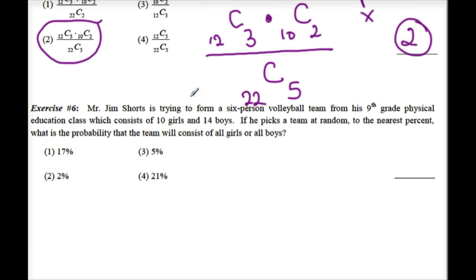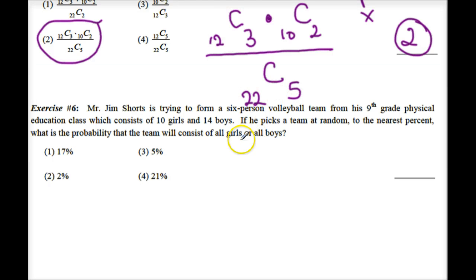Now the last example before we go to the practice problem. Mr. Jim Shorts is trying to form a 6-person volleyball team for his 9th grade physical education class, which consists of 10 girls and 14 boys. If he picks a team at random, to the nearest percent, what is the probability that the team will consist of all girls or all boys?